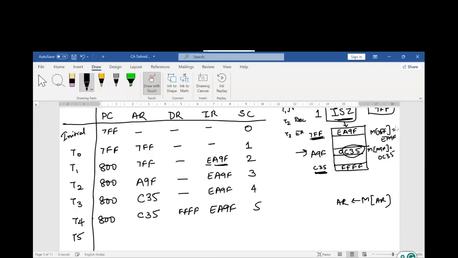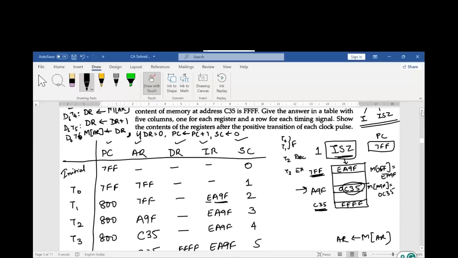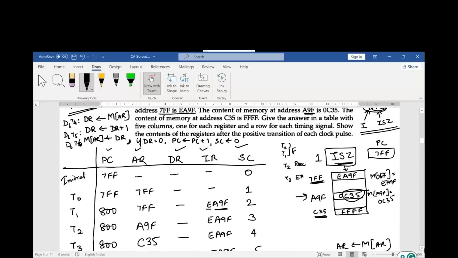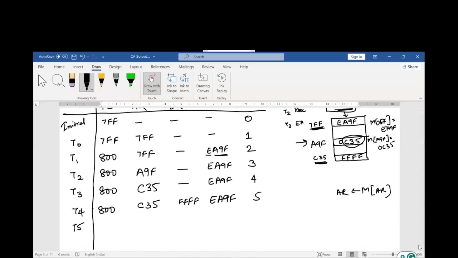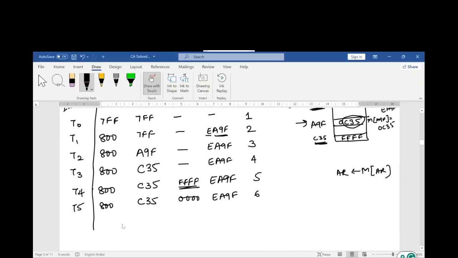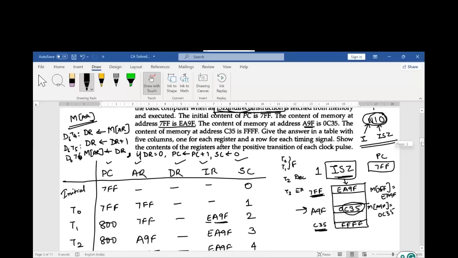Now let us see what happens in timing signal T5. DR is incremented by 1. PC would remain as it is, AR would remain as it is, and incrementing this value would make it 0000. IR is as it is, and the sequence counter becomes 6.